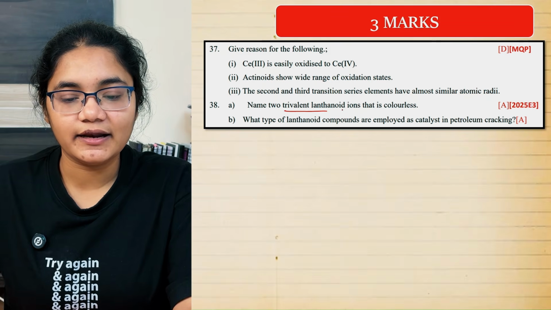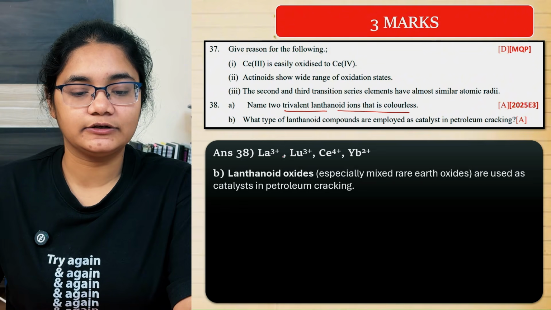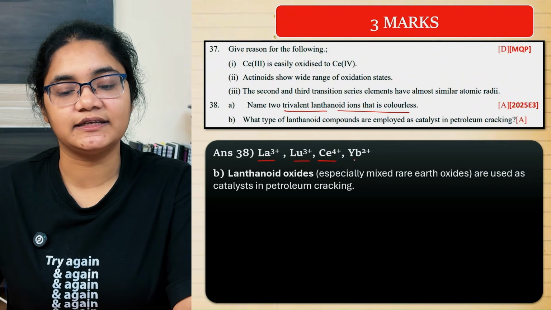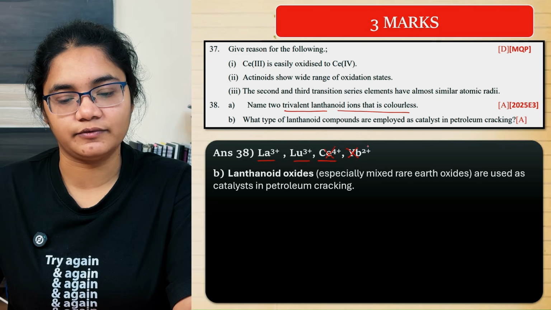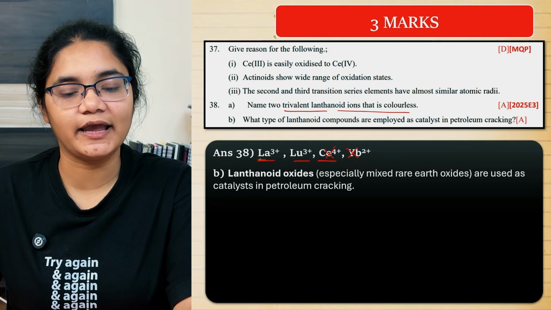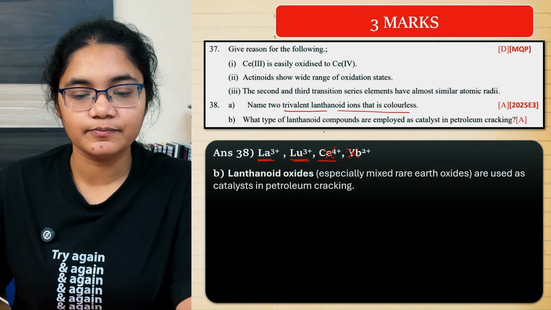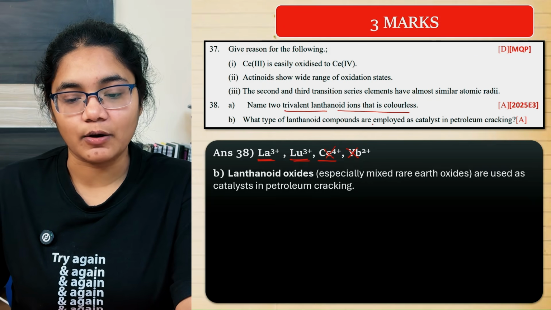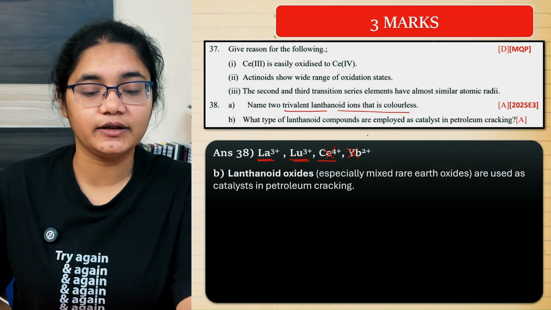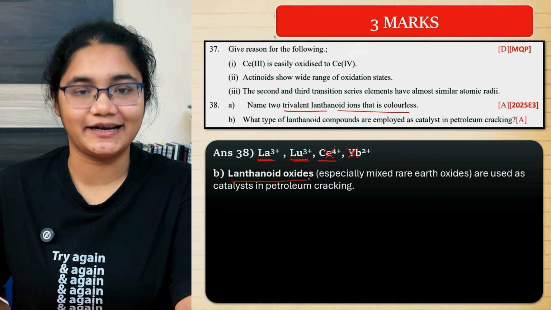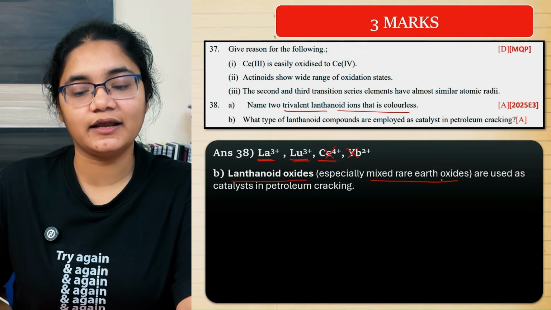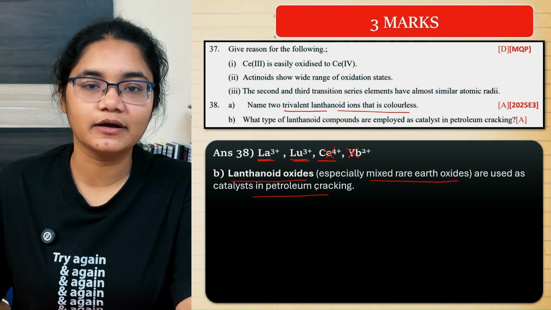Next, name two trivalent lanthanoid ions that are colorless. There are so many: La3+, Lu3+. Ce4+ and Yb2+ we cannot write because these are not trivalent. So La3+ and Lu3+. Next, what type of lanthanoid compounds are employed as catalyst in petroleum cracking? Generally lanthanoid oxides, usually mixed rare earth oxides, are used in petroleum cracking.